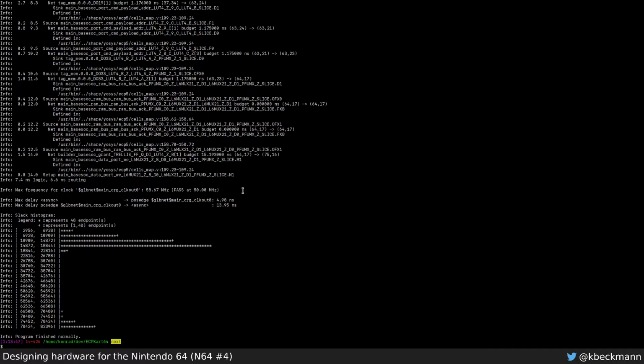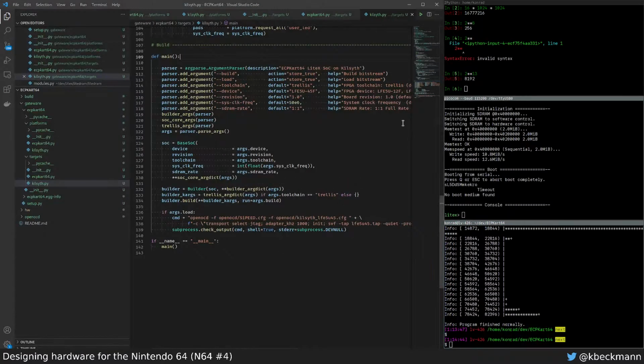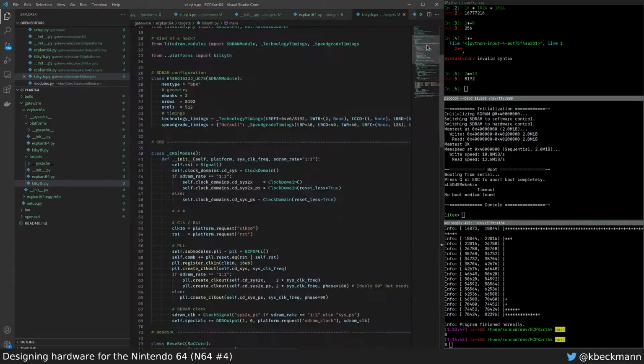So that, I don't know, might be problematic, because I'm thinking we might want to run the SDRAM at least at 100 megahertz. So there's actually a way to do 1 to 2 rate. So by asking the SDRAM generator to run at a factor of 1 to 2, the RAM should run twice as fast, which is nice.